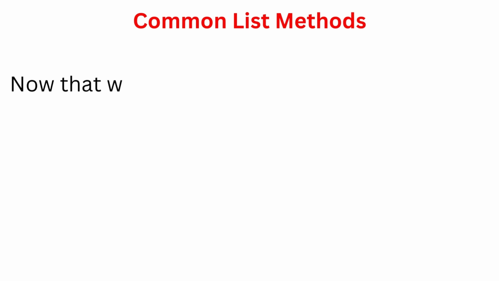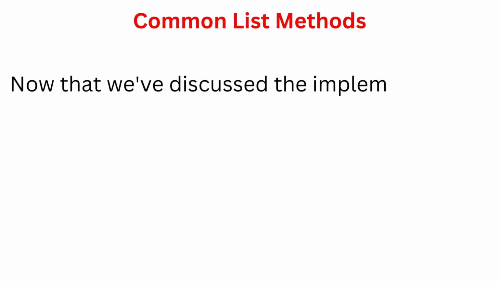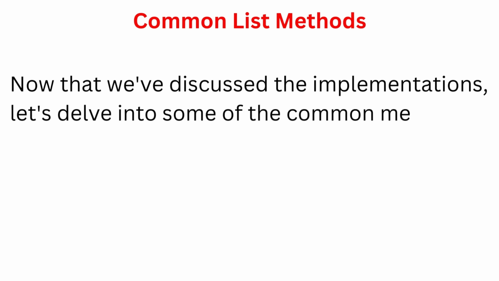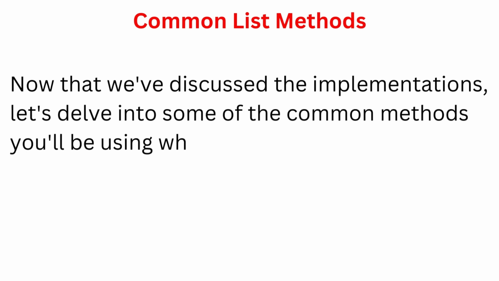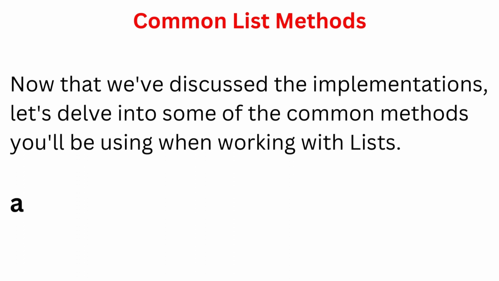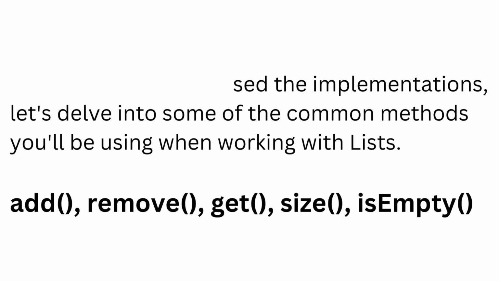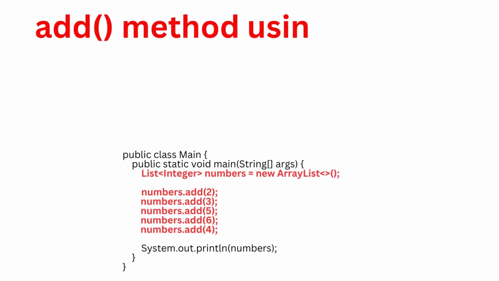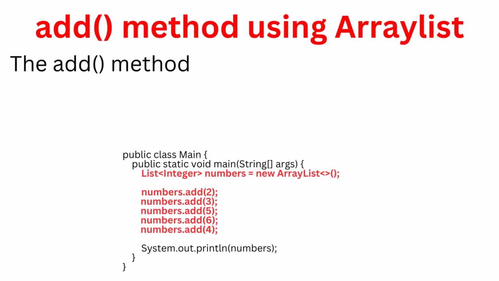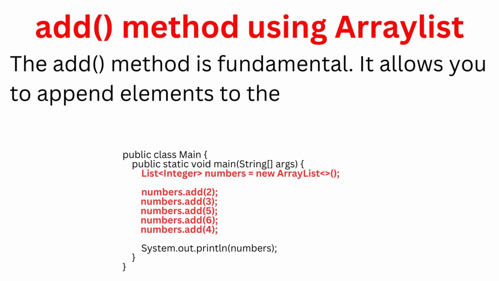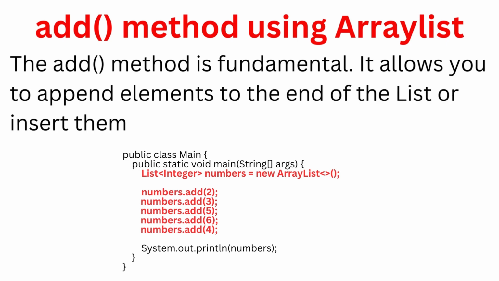Common list methods. Now that we have discussed the implementations, let's delve into some of the common methods you will be using when working with a list. Add method, remove, get, size and isEmpty method. Add method using ArrayList. The add method is fundamental. It allows you to append elements to the end of the list or insert at a specific index.